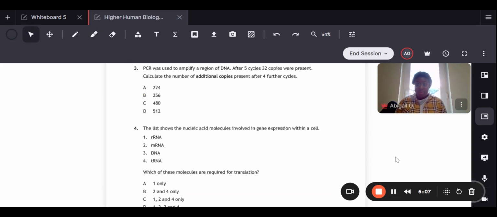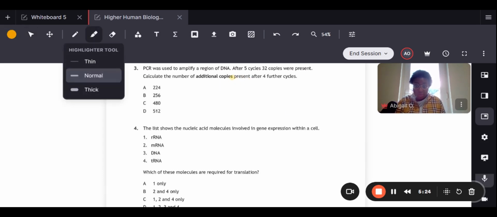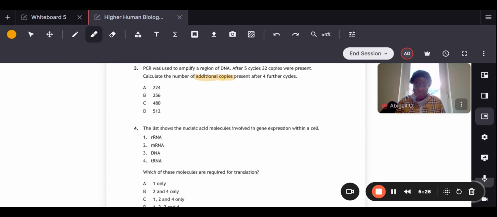Question number 3. PCR was used to amplify a region of DNA. After 5 cycles, 32 copies were present. Calculate the number of additional copies present after 4 further cycles. Now, we've always got to take note whenever they highlight something to us in bold. That means it's something that we've got to pay attention to. So they want us to draw attention to the idea that we have additional copies, which really means we're going to be doing a bit of maths and probably taking away our original number from the answer we get when we do our calculation.